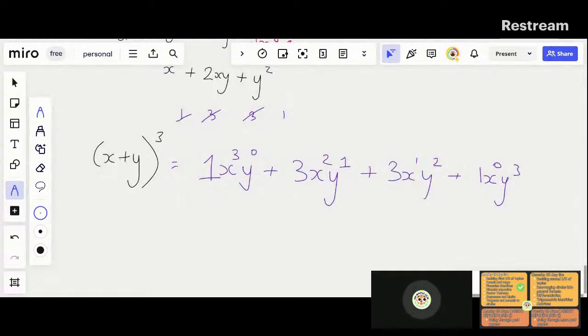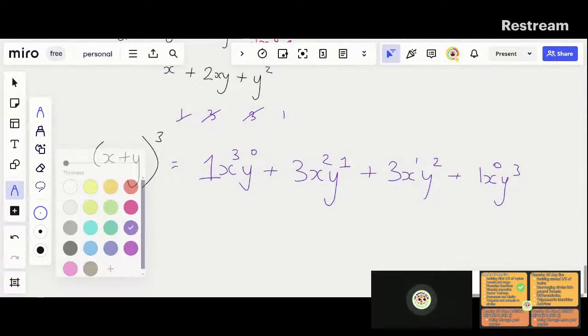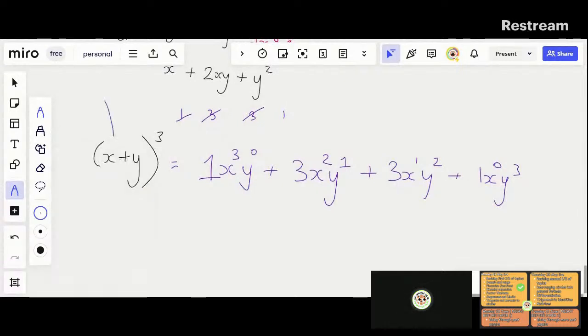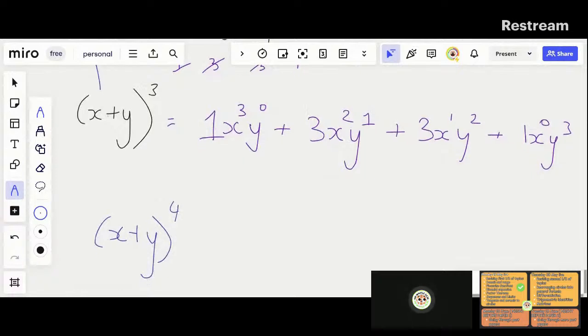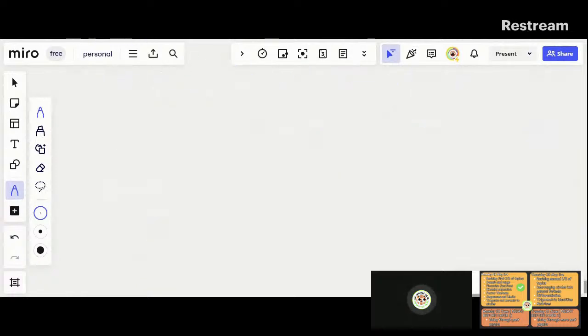Okay, so that's how that would work. And then you're expected to be able to complete this expansion for, let's say, x plus y to the value 4 or 5, using that knowledge that you have. So let's do an example, some people were asking. I would recommend doing this alongside me.